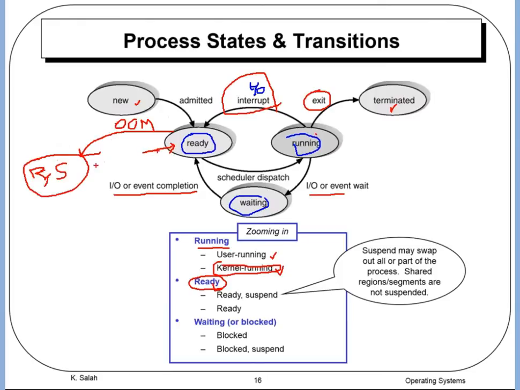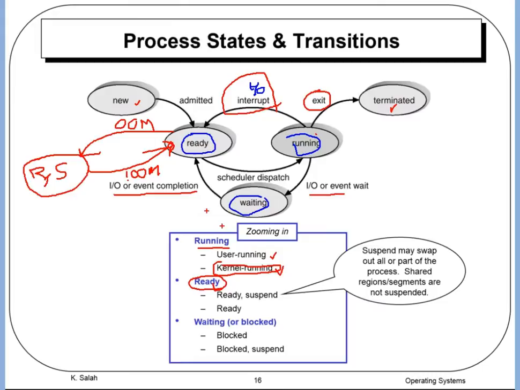Okay, and a process can go from ready suspended back to ready if more memory becomes available. For example, if these running processes in the system finish, then we will have more memory, and that way we can take that process from ready suspended back to ready if we have not out of memory. Okay, so not OOM. Okay, so this is clear.